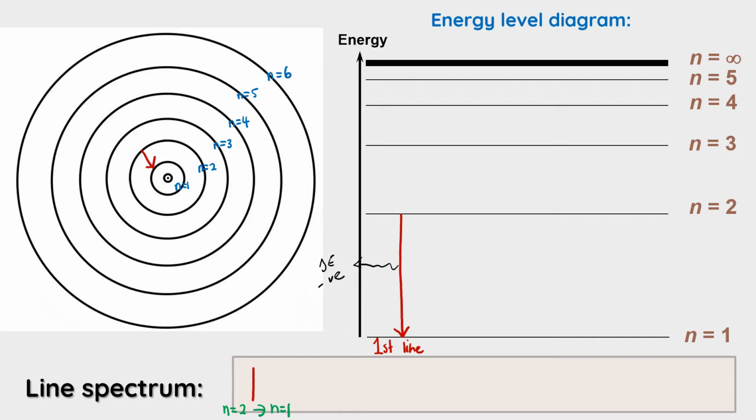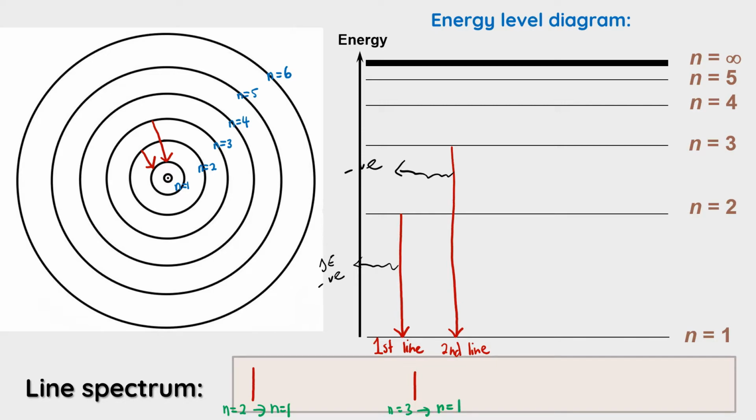When the electron falls back from n=3 to n=1, in the energy level diagram you have to draw this arrow from n=3 to n=1. So this is the second line in this transition. This electronic transition from n=3 to n=1 will also release a certain amount of energy. The energy released here will appear in the line spectrum as the second line. So this second line is from the electronic transition of n=3 to n=1.